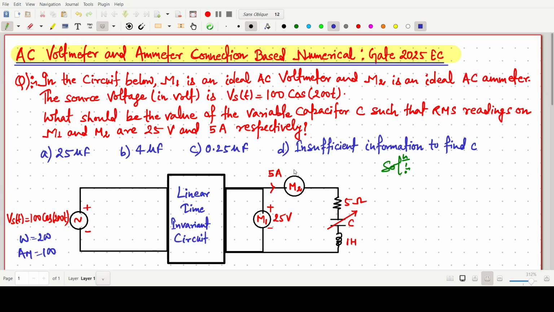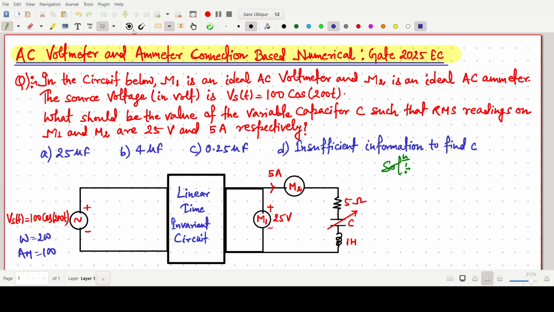First of all, in this circuit, M1, that is our voltmeter, gives 25 volt, and M2, the ammeter, measures a current of 5 ampere, and there is a variable capacitor. So we have to find the particular value of C for which 5 ampere current will flow and the voltmeter measures 25 volt. This one is a 5 ohm resistance, and the inductor value is 1 henry.